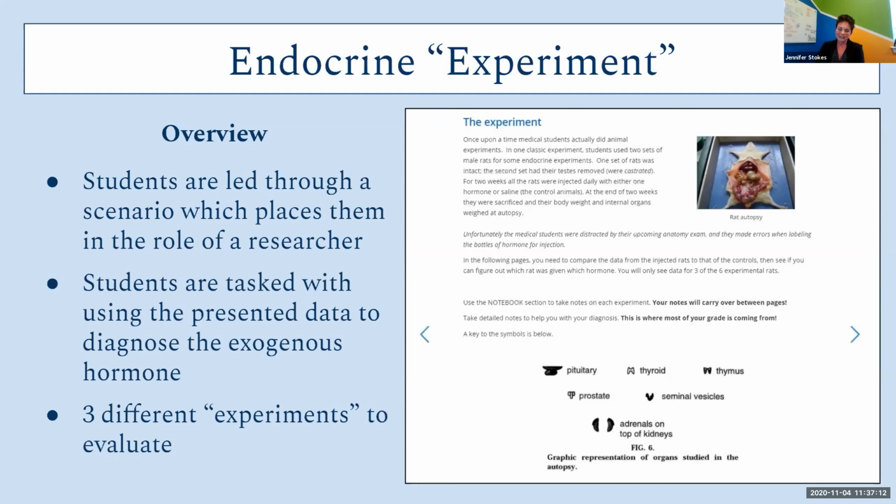Here there are 3 different experiments that the students will need to evaluate. And this data actually comes from the paper that I referenced earlier in the talk. There are actually 6 different experiments in that paper that you could choose from, or you could do all 6. We only focused on 3 for this particular activity.